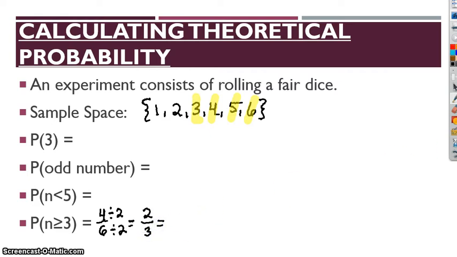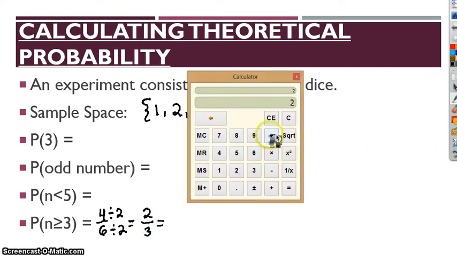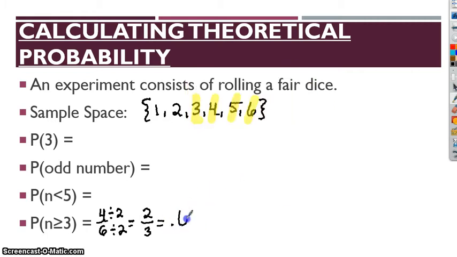Which if you divide it on a calculator, you would get 0.67 due to rounding, which is 67%.